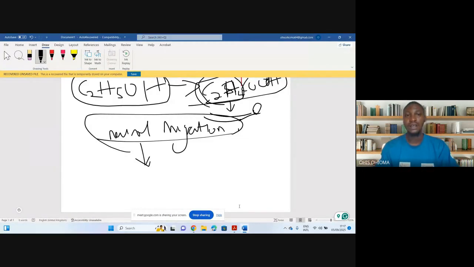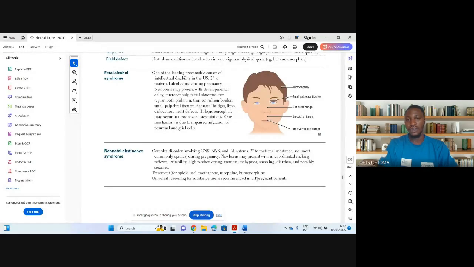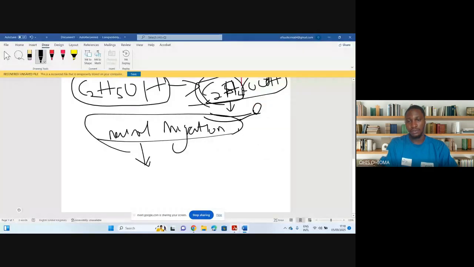The mother took opioids in pregnancy and then she stopped. That is how it goes. So you give them things that will stop that: long-acting opioids, methadone, morphine. And generally in the US, it's now recommended that you must screen pregnant women for it, right? So that's basically that.